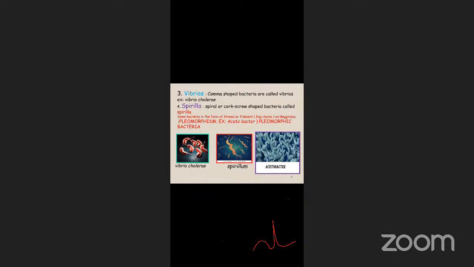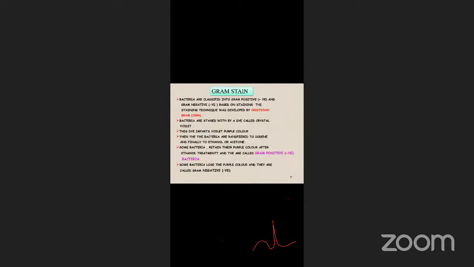Yes. Helical and spiral, these are the two types, Vibrio and spirilla. Okay. According to shape, the bacteria are of three types: the cocci, bacillus, and spirilla.